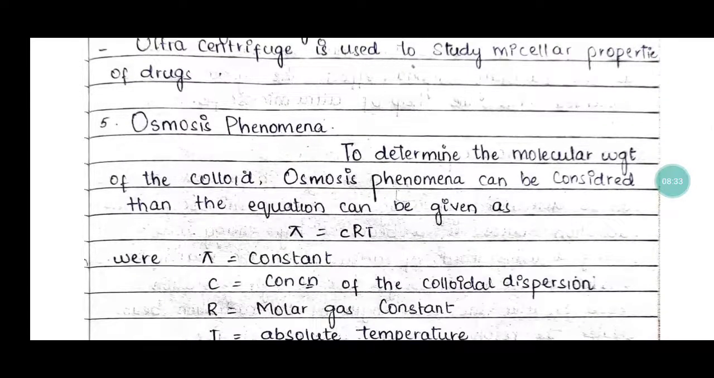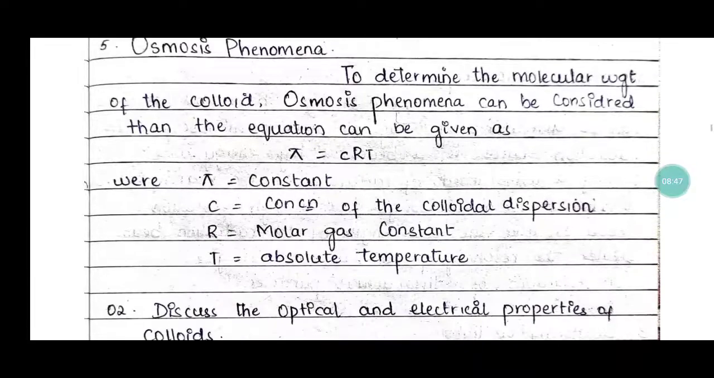Number 5, osmosis phenomena. It is used to determine the molecular weight of the colloid, where the osmosis phenomena can be considered. The equation can be given as pi equals CRT, where pi is the osmotic pressure, C is the concentration of the colloidal dispersion, R is the molar gas constant, and T is the absolute temperature.